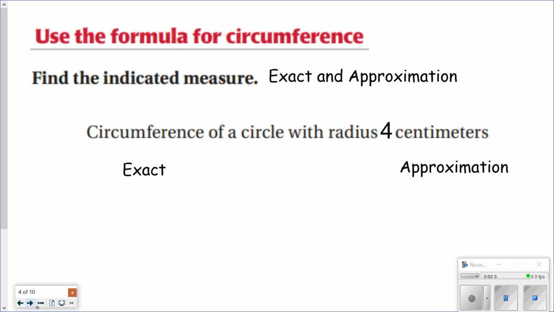Use the formula for circumference. Find the indicated measures. We want to find the exact and approximate answer, and we want to find the circumference of a circle with radius 4.